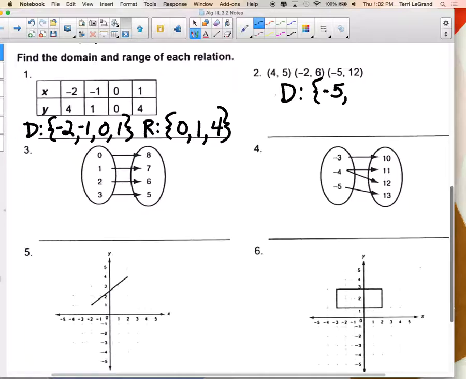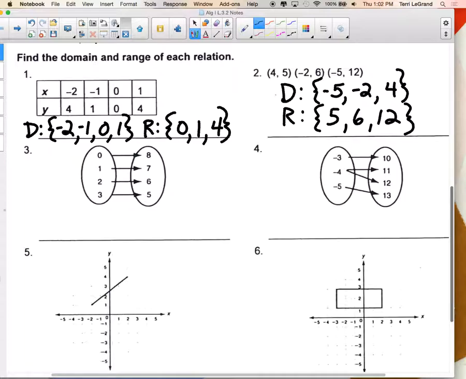Okay. Next one is, the domain's going to start at -5. What's its next domain value? -2, followed by 4. There are only 3 ordered pairs. There are 3 different x values, so there are 3 members in our domain. How about our range? 5, 6, 12.